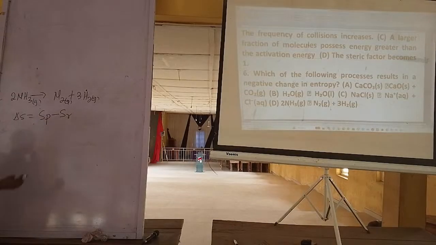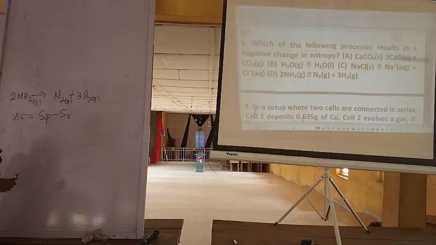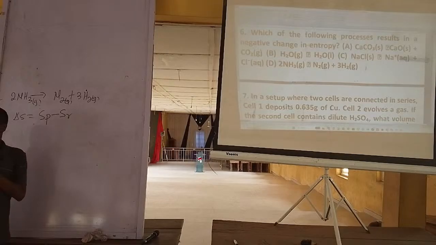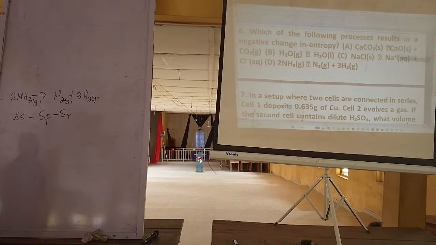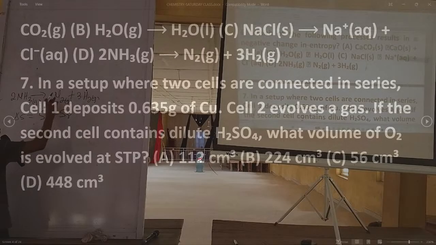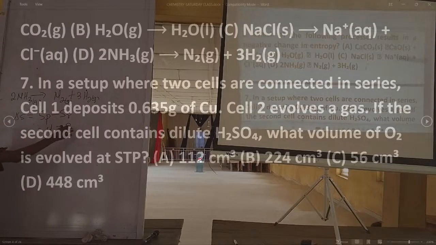How does this work? When you're calculating change in entropy, your only focus is on gaseous substances. You don't deal with aqueous substances, you don't deal with liquid substances, you do not care about solid substances. If you look at the right side, these are the products: 1 mole of nitrogen gas and 3 moles of hydrogen gas. So that's 1 plus 3, giving us 4, minus the only reactant here, 2 moles of ammonia gas. That's going to be plus 2. So you can see it is a positive entropy change.